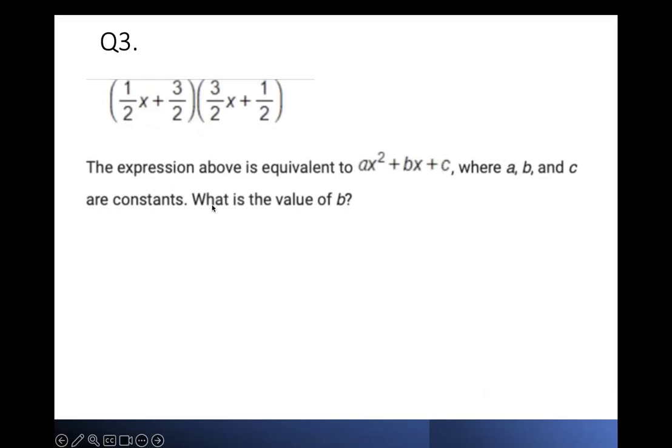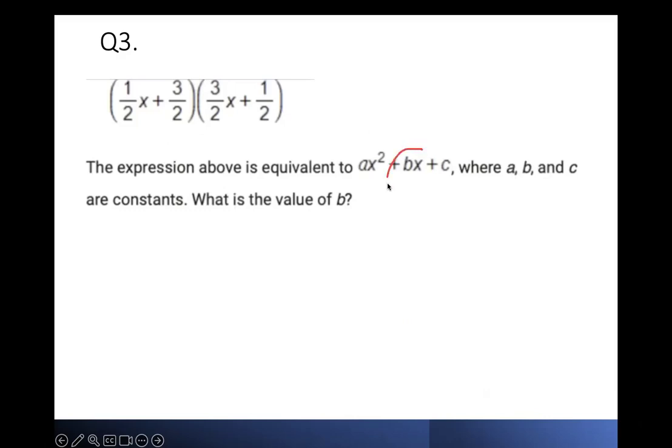In the given expression, they said the expression above is equivalent to the standard quadratic equation, where A, B, C are all constants. What is the value of B? Pause and then answer the question. The way you can find the value of B is to find the sum of the solution. And therefore, we have to multiply certain numbers.